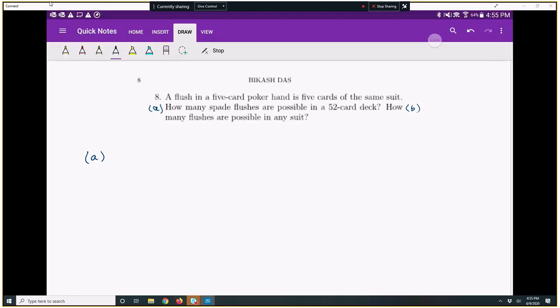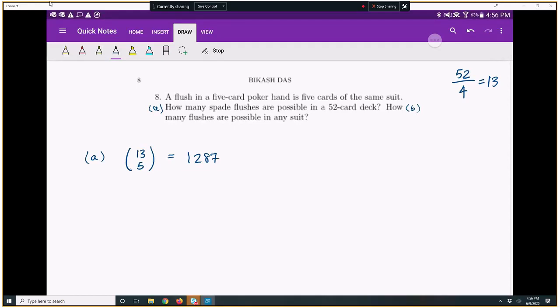Well, first it helps to know that the deck has 52 cards and there are 4 suits. So 52 divided by 4 suits is 13 cards per suit. So I have 13 spades. Since there are 13 spades, a flush of spades can be dealt in 13 choose 5 many ways, and that ends up being 1,287.